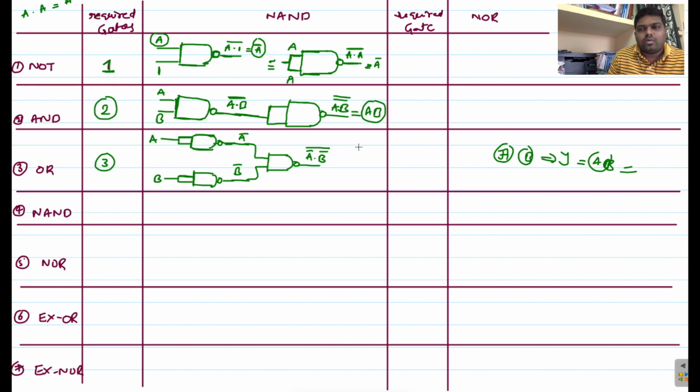Then according to the complementary theorem, you will get A plus B, right? That means A bar whole bar and B bar whole bar, then A plus B. So inputs are A, B and output is A plus B. That means sum. So implemented or not? In order to implement this OR gate, we require a minimum of 3 NAND gates.